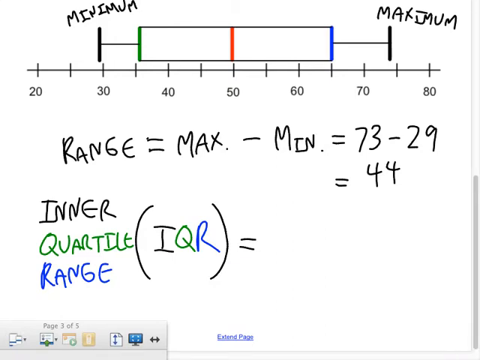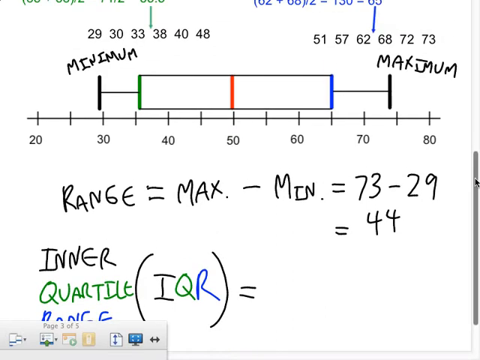Because we're trying to find the range. That means we're trying to subtract and figure out the width of the box. So the width of the whiskers is from 29 to 73. That's 44 units. So if I was to measure from this whisker on the left to this whisker on the right, it would be 44 units long. Now I need to figure out the range of the box, or the width of the box. So I need to do that.